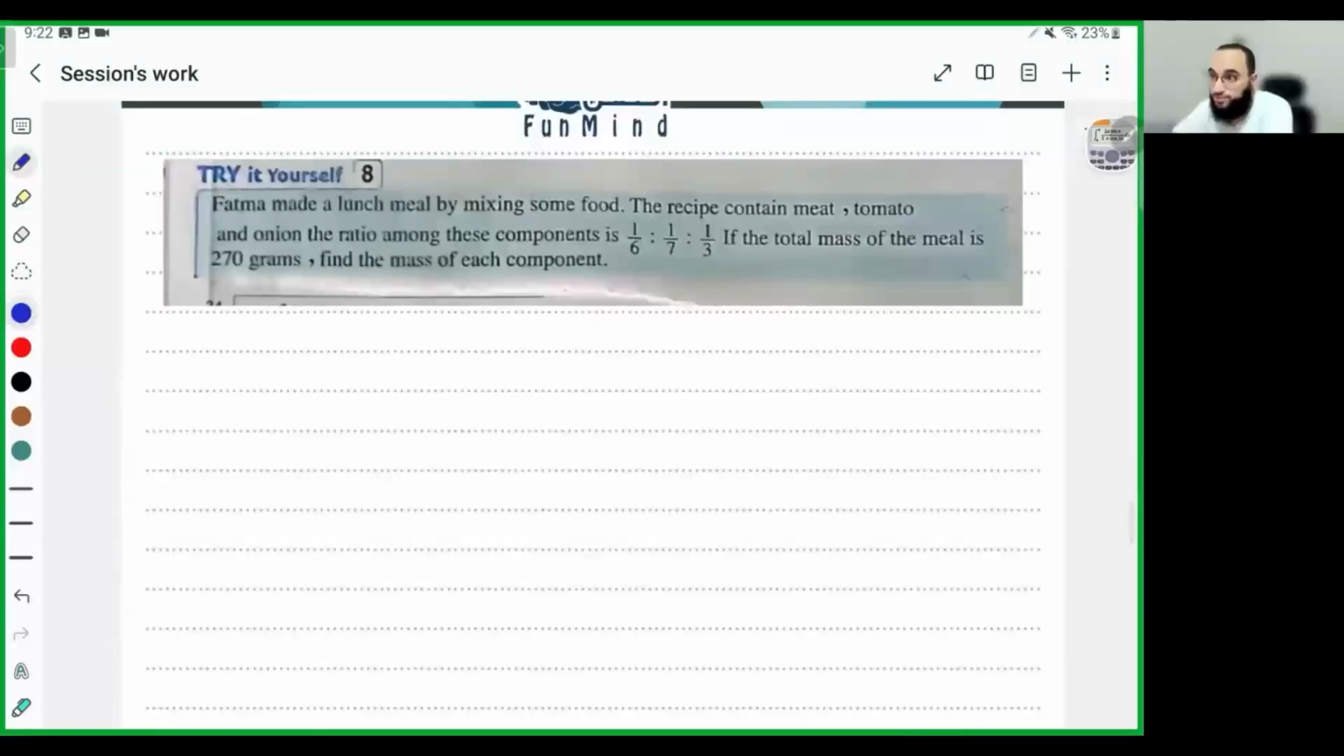Anyone needs to answer? Okay. But I answered the what? The recipe contains meat. Mister, but I answered another time. Okay, doesn't matter. This is 1/6.